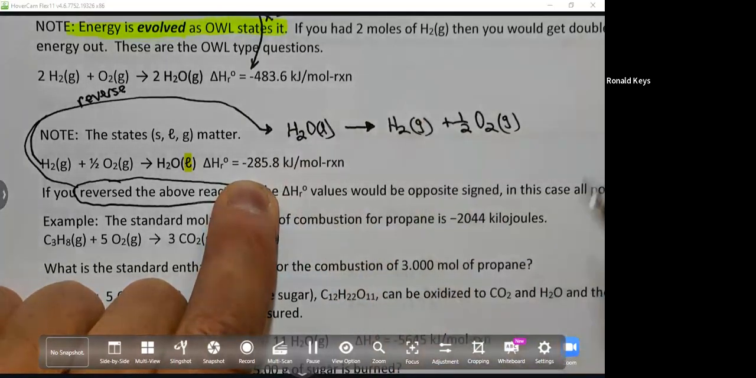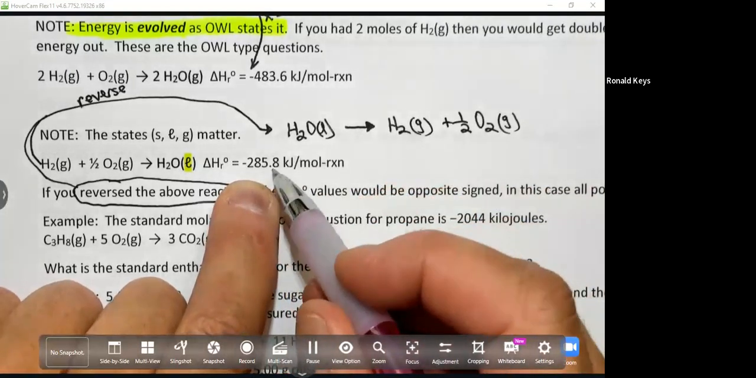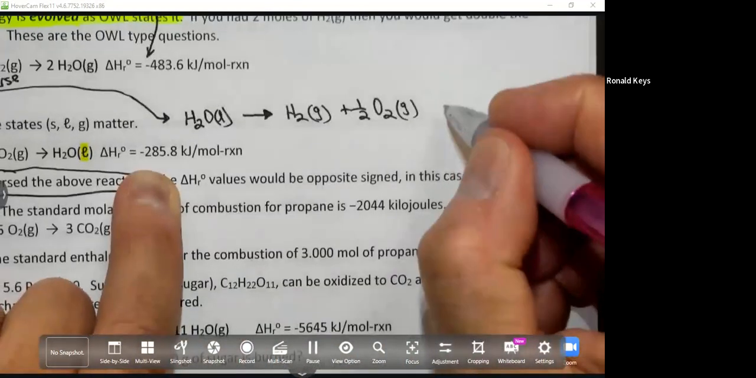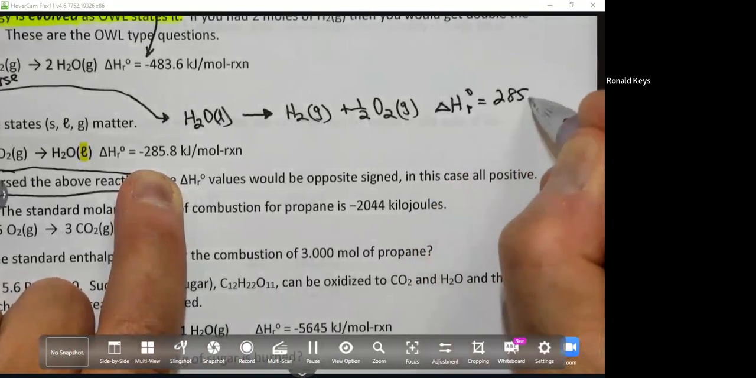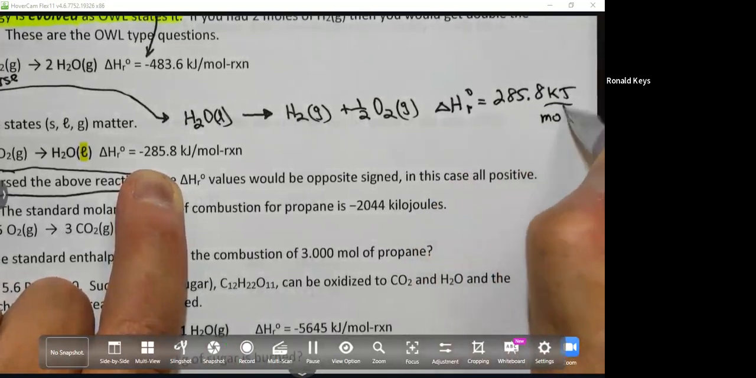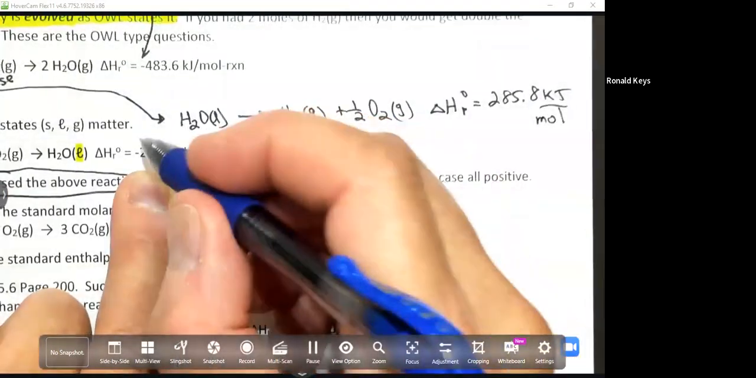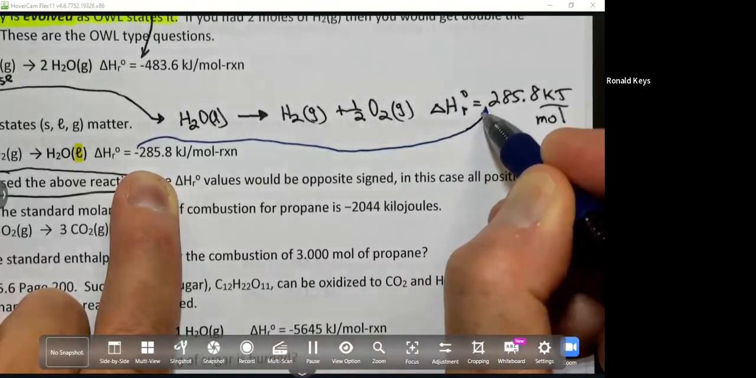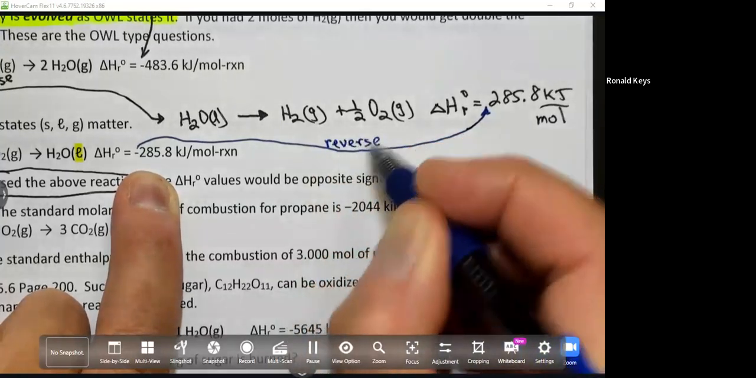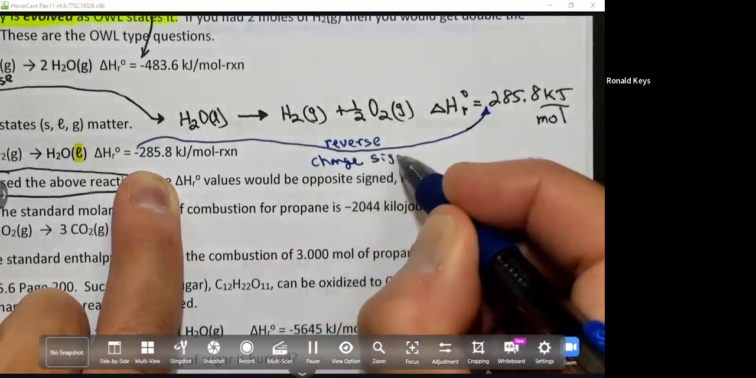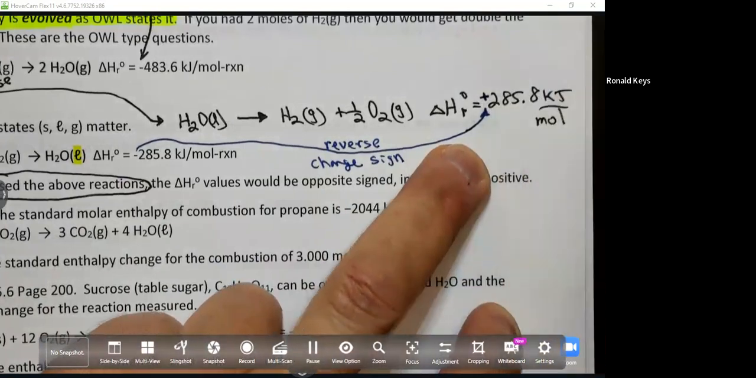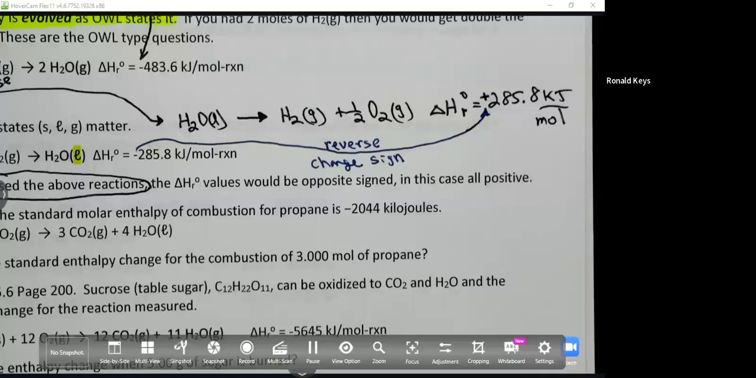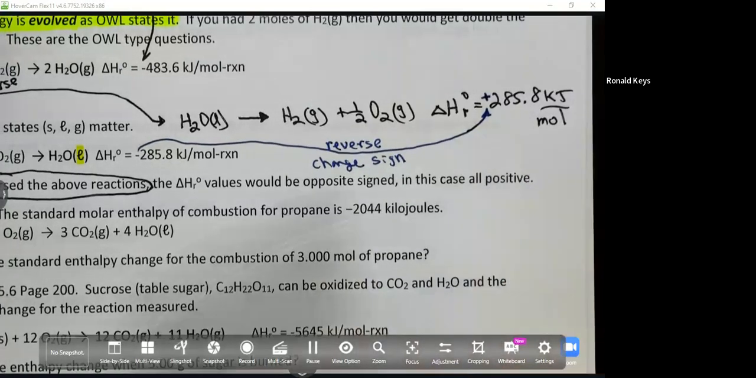And this is the key. Instead of this being negative, instead of getting heat out, we're going to have to put this heat in. This is the key going forward. My enthalpy of reaction is now going to be positive 285.8 kilojoules per mole. If you reverse the reaction, change sign. Again, negative to positive. I can put a plus there, I guess, to overemphasize it, but a plus. Okay, and that would make sense. I mean, instead of getting energy out, we're going to put energy in if we reverse it.